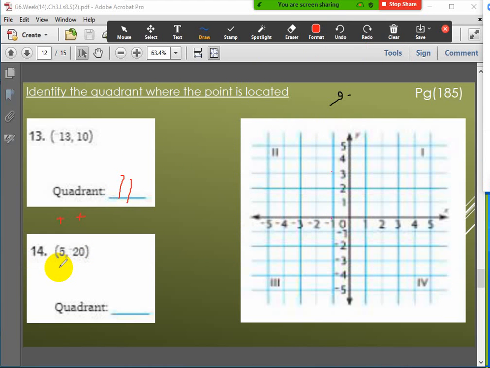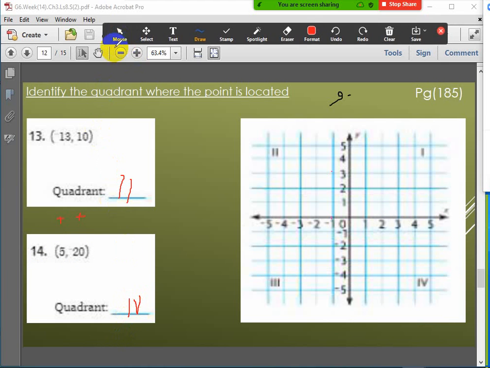Now, number 14. The x is 5, the y is negative 20. The x is positive, the y is negative. That means the x is positive, so it will be on the right side of 0. The y is negative, that means it will be down. So this is the region. That means the quadrant is number 4 in Roman numerals. Okay, did you finish the answers, girls, please?